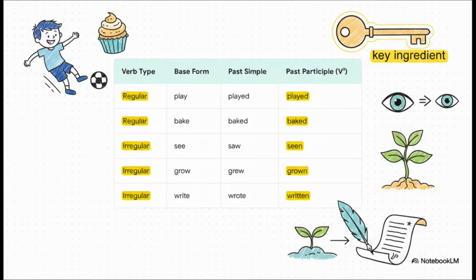Well, for regular verbs, it's a piece of cake. It's usually the exact same as the past simple, ending in ed. Play, played, played. Bake, baked, baked. But the irregular verbs, yeah, they're the rule breakers. You just have to know them. See, saw, seen. Grow, grew, grown. Write, wrote, written. That third form is our magic ingredient.